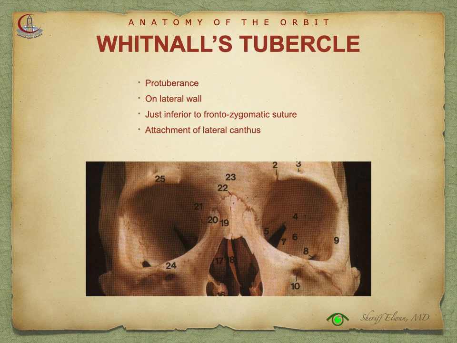Whitnall's tubercle is a particular structure. It's a protuberance found on the lateral orbital margin, just inferior to the frontozygomatic suture, and it serves as an attachment for the lateral canthus.